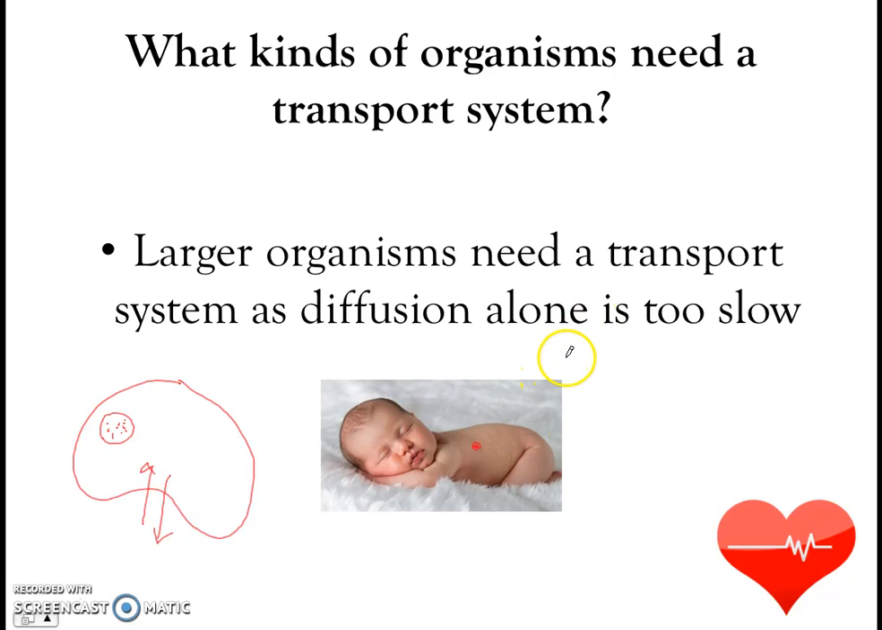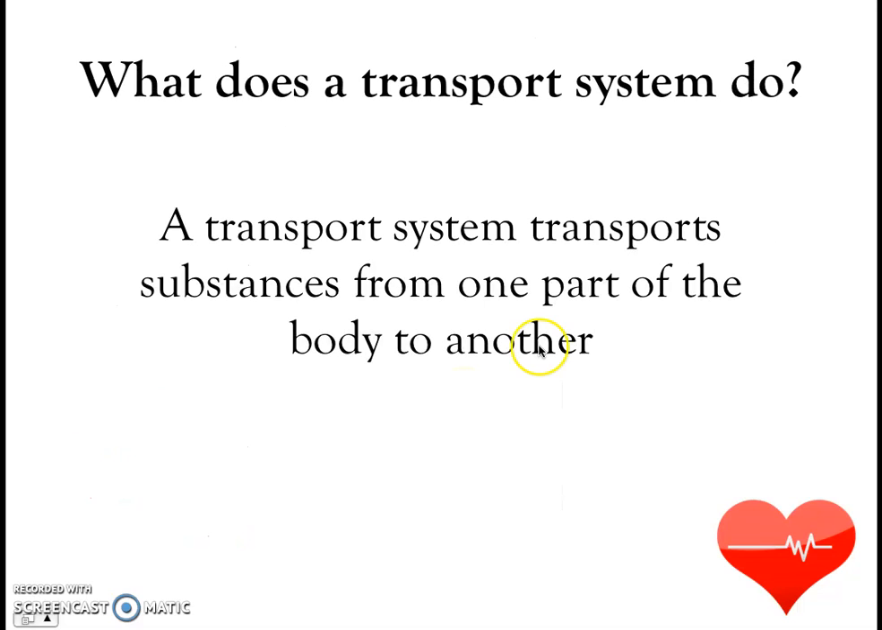Hence, a transport system is needed to ensure that every cell in a larger organism gets the nutrients and substances that it needs efficiently. So what does a transport system do? Well, it transports substances from one part of the body to another part of the body.